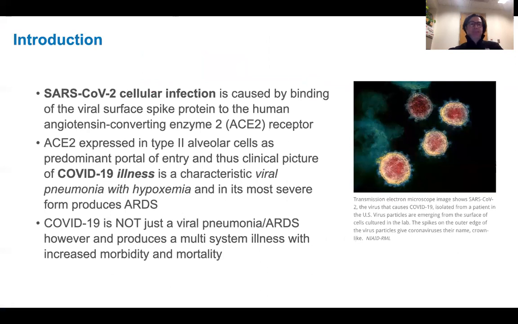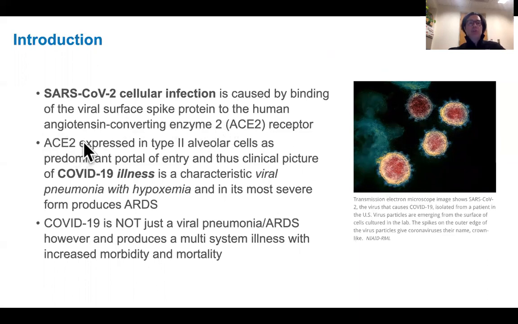First, our terminology. We need to be clear that the virus that causes COVID-19 is the SARS-CoV-2 virus, and this produces a cellular infection by binding of its viral surface spike protein to the human angiotensin converting enzyme 2 receptor. The viral surface spike protein is seen here on this transmission electron micrograph, giving its characteristic appearance, which looks like a crown, hence the name coronaviruses.